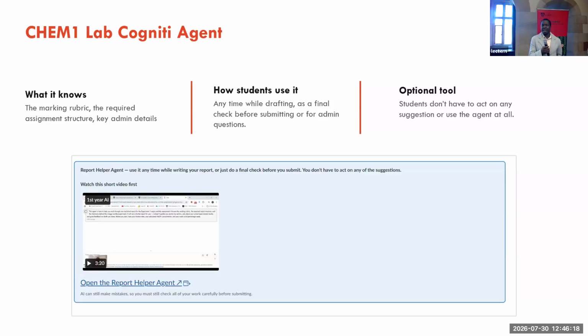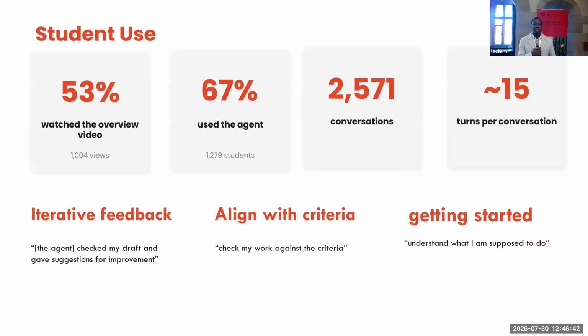So we fed the agent the marking rubrics and the assignment structures, what we expected, and some of the administrative stuff. We asked students to input their drafts, so they would come up with the first draft and then feed it to the chatbot and ask questions in terms of matching against the rubric or just getting general feedback. It was optional. We found that 67% of the 2,000 students used the chatbots, about 2,500 conversations.